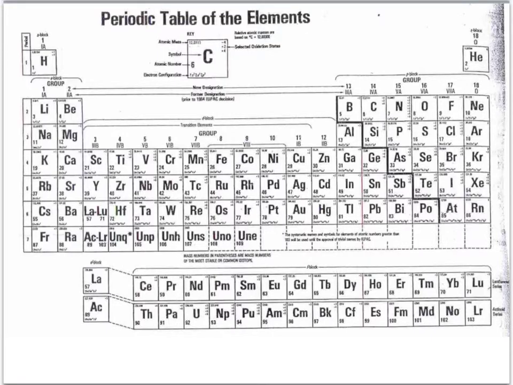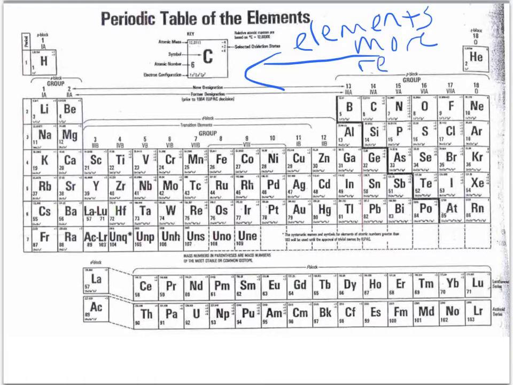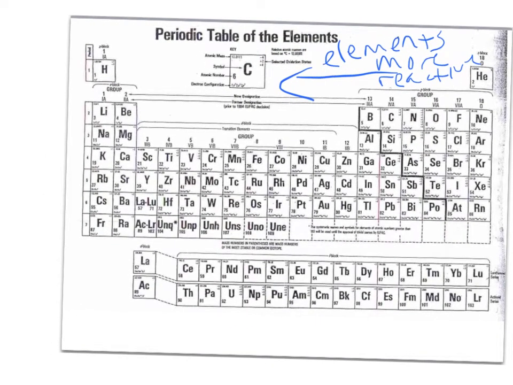As you move to the left, the elements get more reactive. So, if it gives you a choice between 1, 2, 3, and 4, 1 or 1A, 2 or 2A, 3 or 3B, 4 or 4B, you would pick the one all the way to the left, which would be 1.